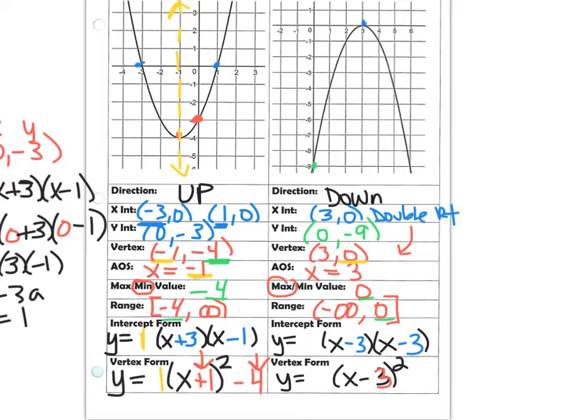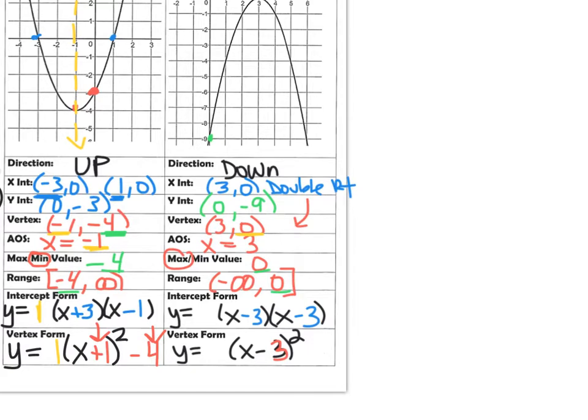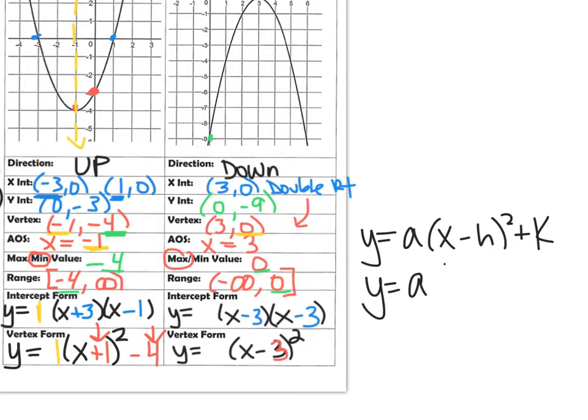So both of these are the same, and let's try to find our a value. I'm going to use the vertex form one this time. So y equals a times x minus h squared plus k. I'm just starting all over on this one to make sure we're good. y equals a, x, my vertex is 3, 0, so minus 3 squared plus 0, but I don't need the plus 0.